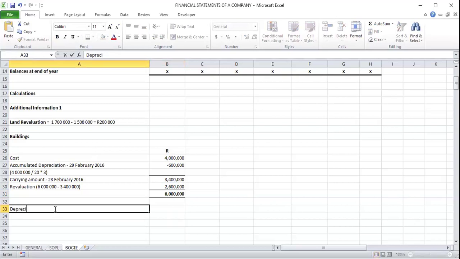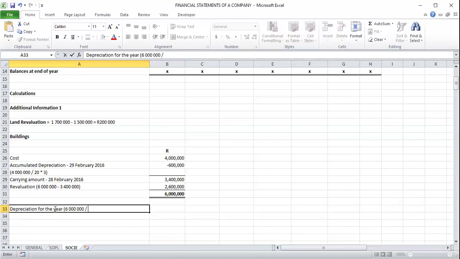Right, then our depreciation for the year. If there's a revaluation of a building, according to IAS 16, the depreciation for the current year now has to be calculated based on the new gross carrying amount of the asset, which is 6 million. We will no longer calculate it on the original price of 4 million. We will now calculate on the 6 million. So we now say 6 million.